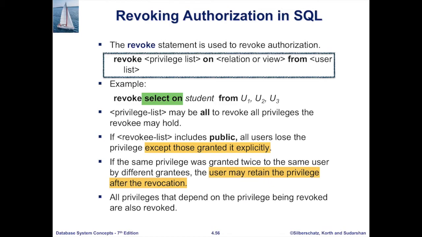If we can grant an authorization to a specific user or a role, we can also revoke the privilege list from a specific user. So we can use the revoke statement here. So for example, if you don't want certain users to read information from the student table, then we can call the revoke select on student from this specific user list. And then the privilege list may be all to revoke all privileges the revokee may hold.